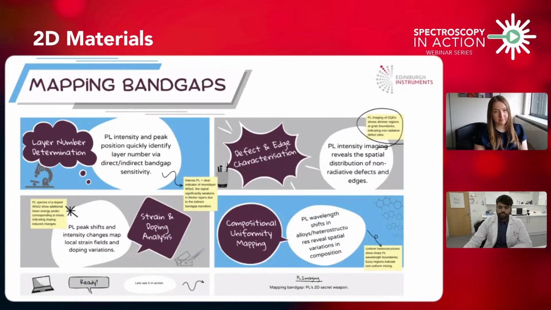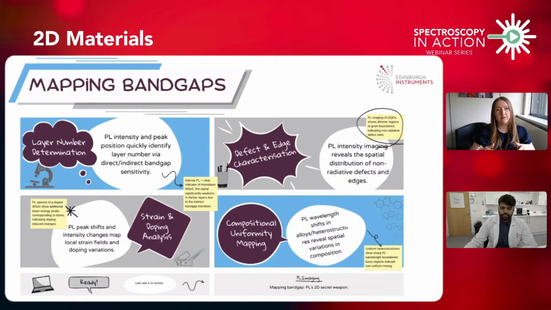So what does this mean? Again, we can use PL to map the number of layers. PL imaging will indirectly map layer number because the number of layers will significantly affect the electronic band structure, which in turn alters the emitted light energy and its intensity. This allows us to really easily visualize the thickness variation across a 2D film that you might have grown.